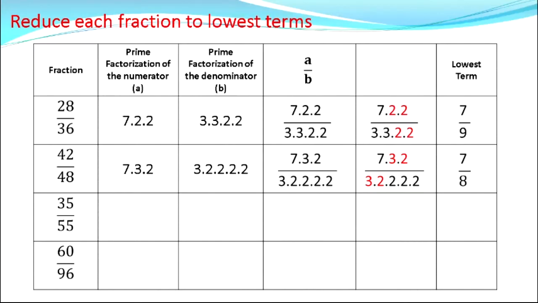Okay, let's now proceed to the next example, that is 35 over 55. Now, kanina yung ginagamit natin is 2 at saka 3. Pero what if hindi siya pwede? In this case, makikita mo 35 at saka 55. Mukhang hindi siya divisible by both 2 and 3. Now, pag nangyari yun, kailangan humanap ka ng isa pang prime number na pwede naman.